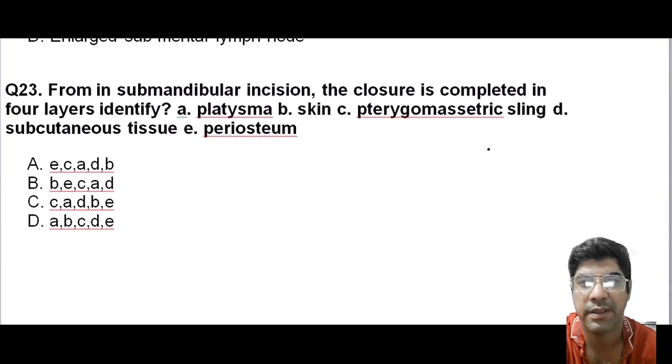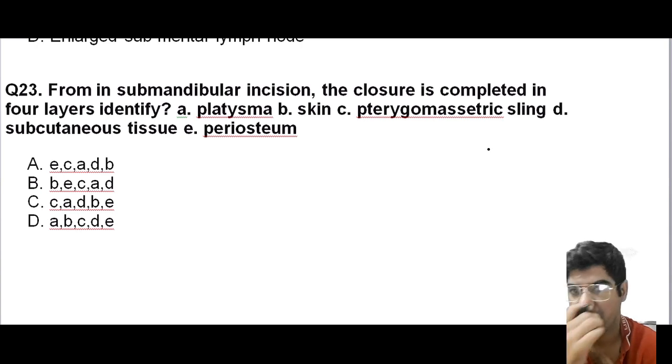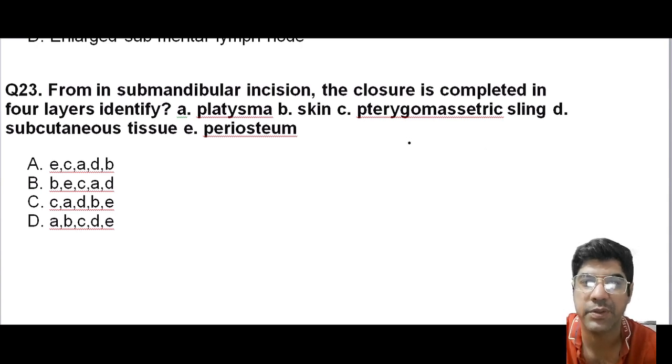Platysma, trigonomegateric sling, subcutaneous tissue, and skin.